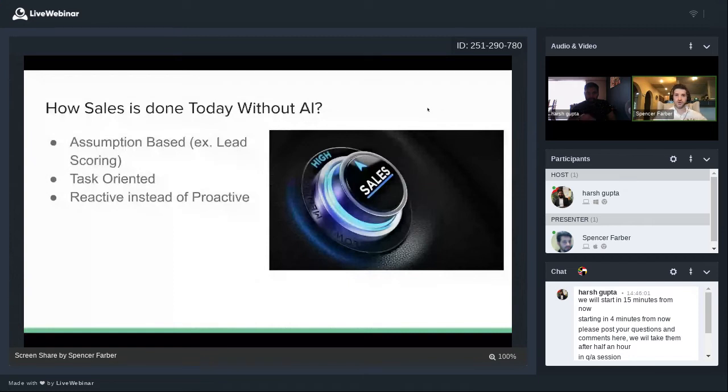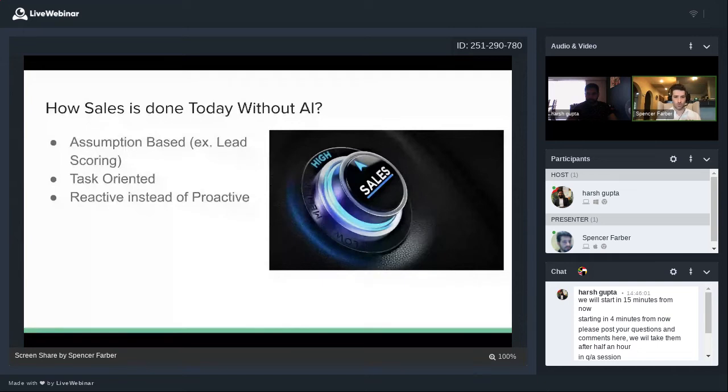Okay, everybody. So first thing that I really want to get started with is, Harsh went through what AI is, how it can be used in different scenarios. But now I want to really drill down to, from a sales perspective, how you should be using it with very specific use cases, where maybe people are faltering today. And so first, I want to talk about how sales is done today without AI.